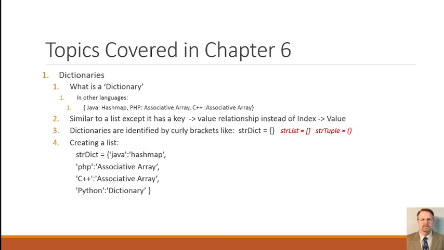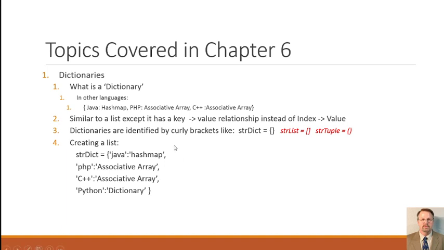There are similar data structures in other languages. In Java, you've got the hash map. In PHP, it's called an associative array. In C++, it's an associative array. And in Python, it's called a dictionary. Basically, it's a relationship of one item to another, and we'll take a look at more of that.